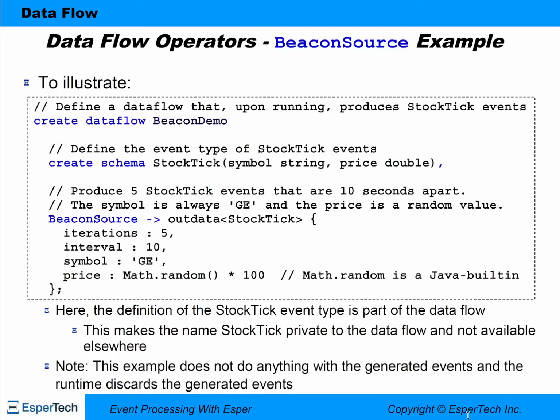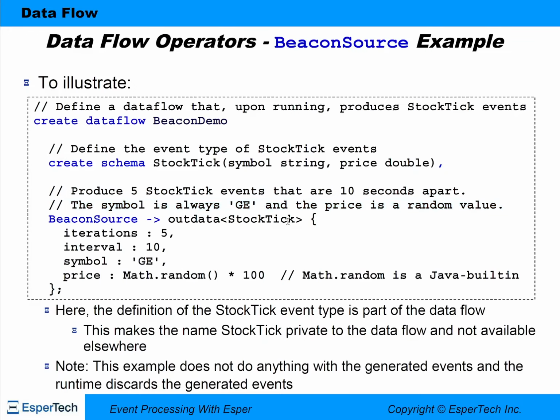To illustrate, this statement defines a data flow that, upon running, produces stock tick events. Create dataflow beacon demo. Define the event type of stock tick events. Create schema stock tick, parenthesis, symbol string, comma, price double, close parenthesis, comma. Produce 5 stock tick events that are 10 seconds apart. The symbol is always GE and the price is a random value.